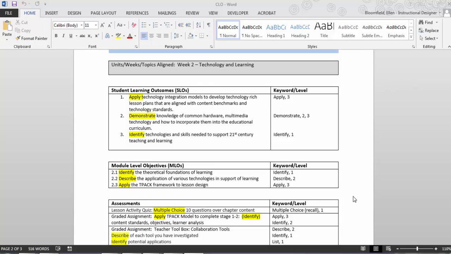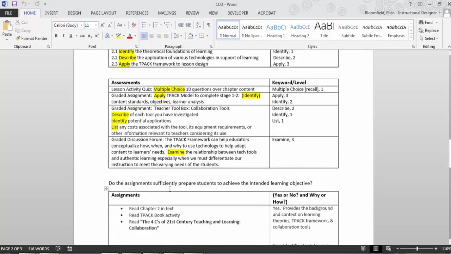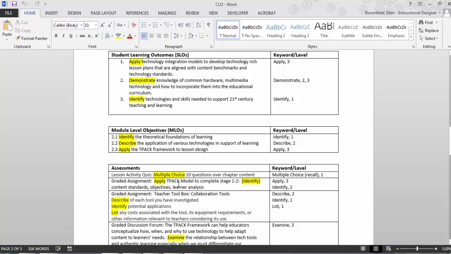I find it most helpful to start with the MLOs of the unit in which you are analyzing. From there, you determine the SLOs that are consistent, either implicitly or explicitly, with your MLOs. As you can see, I've highlighted the key words for both SLOs, MLOs, and also for the assessments. You want to use the Bloom's taxonomy chart to provide a label for what level the keywords would land in. For example, Module Level 2.1's keyword is identify. This is Level 1. As you can see in the SLOs, I also have a Level 1.